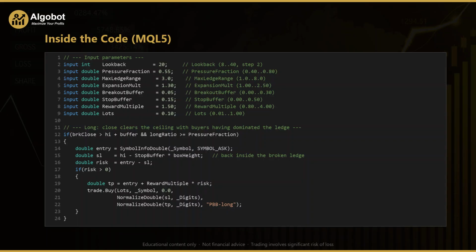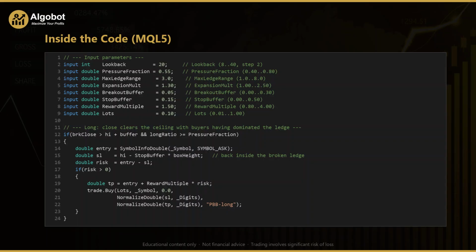Expansion multiple is the thrust gate, controlling how much bigger the breakout bar must be than the average range. Breakout buffer sets how far beyond the edge the close must clear, and stop buffer sets how far back inside the ledge the stop sits. Reward multiple defines the take profit as a multiple of the risk, and lots is the trade size.